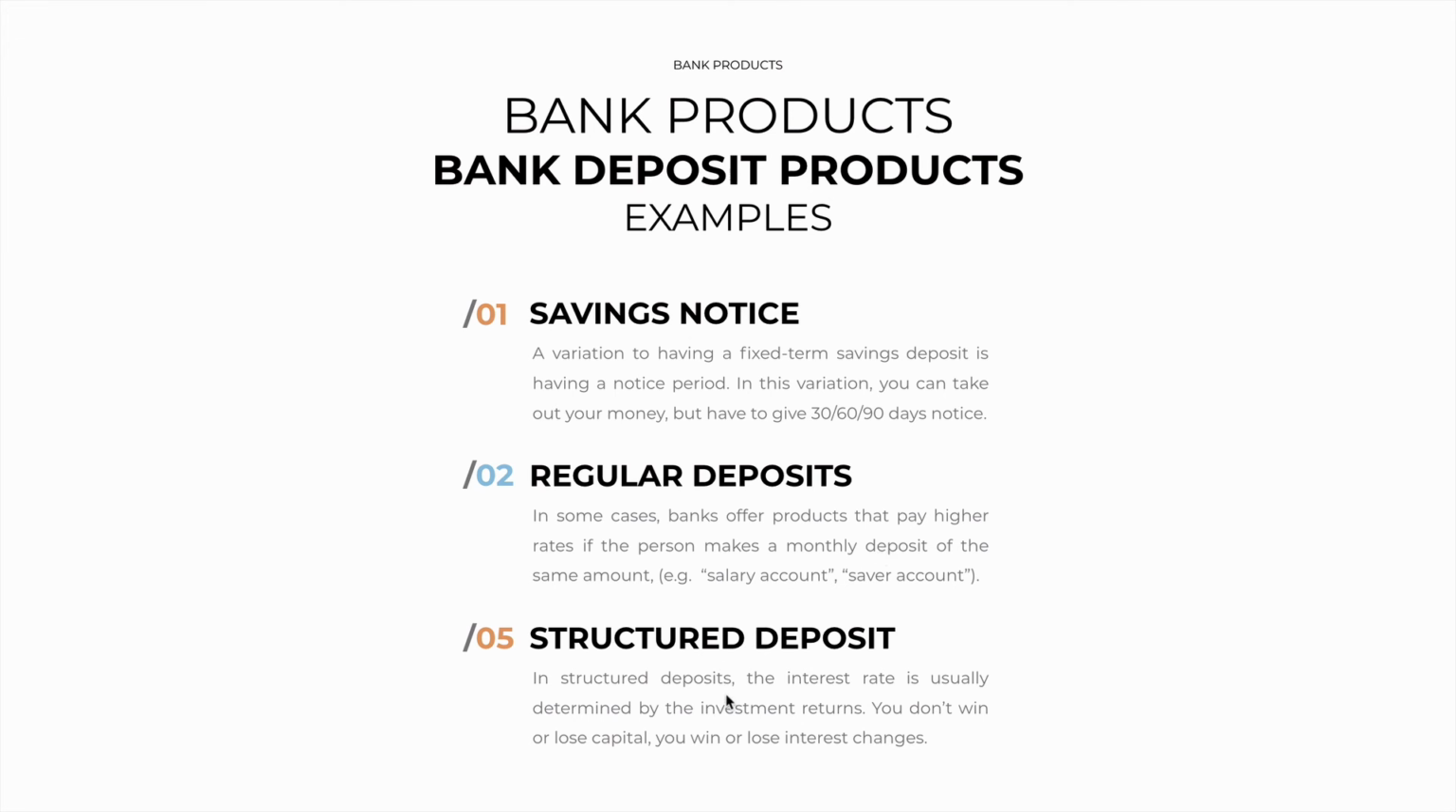And finally, structured deposits. As we mentioned, in structured deposits, the interest rate is usually determined by the investment returns. In short, you're speculating in the capital market. But instead of winning or losing capital, you're winning or losing interest changes. For example, you make a bet on volatility. If you get it right, instead of making $5,000 or $50,000, you get 1% more on your interest rate. And if you lose, instead of losing money, you may lose 1 or 2% on the interest rate. It's almost like you're speculating with the interest returns and not the capital.